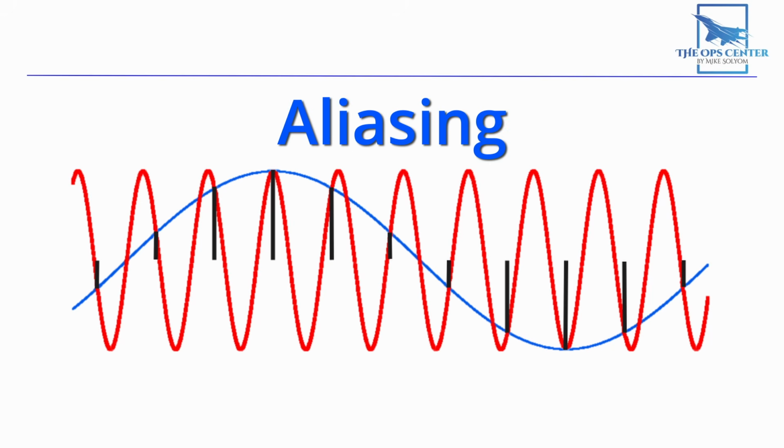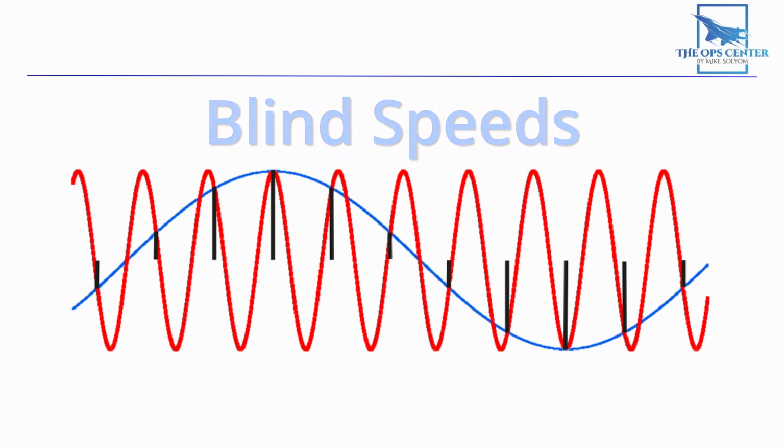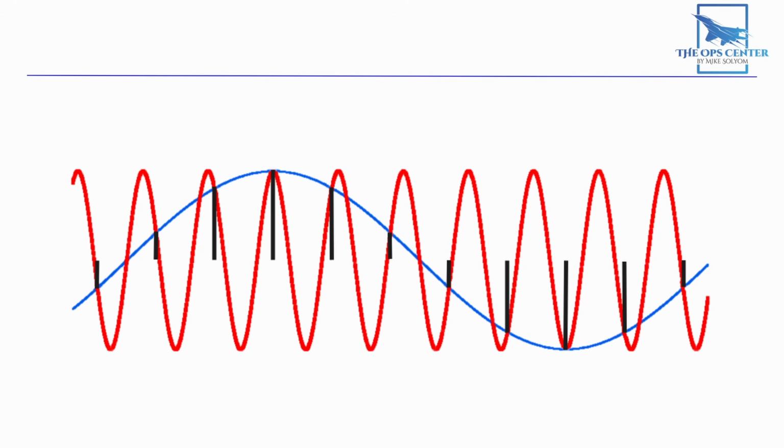Aliasing happens at a certain combination of wavelength and PRF. But you'll also find aliasing at multiples of this PRF. The radial speeds where this happens are known as blind speeds. Aliasing can also happen if the target is moving the same speed as our emitter. So this is an additional level of masking beyond being hidden in ground clutter.